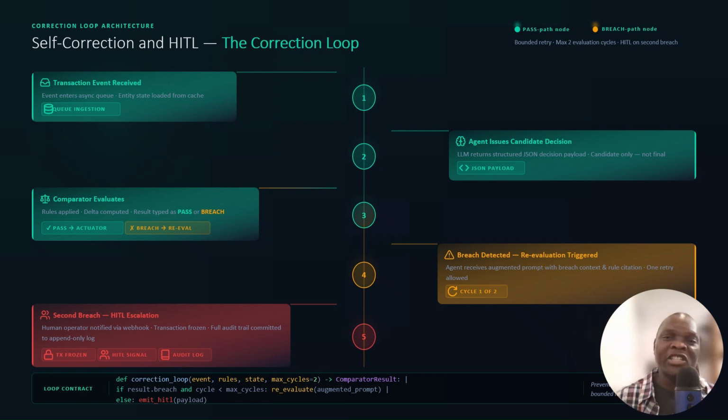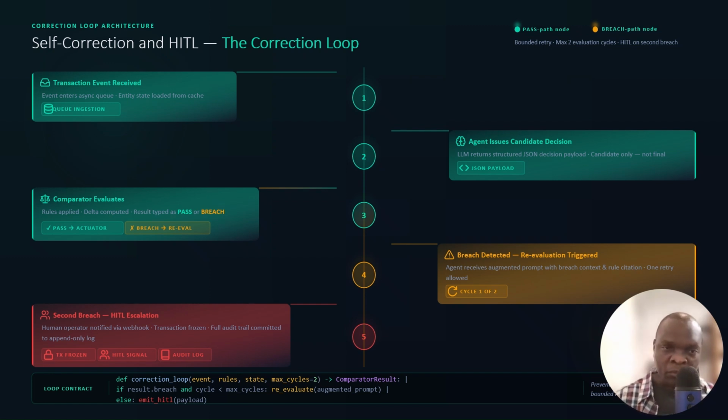If the revised decision still breaches the comparator, the system does not attempt a third evaluation. It escalates immediately. This bounded retry design prevents the agent from entering an infinite correction loop, a failure mode known in control systems as integrator windup. Your take, Gemini, please.